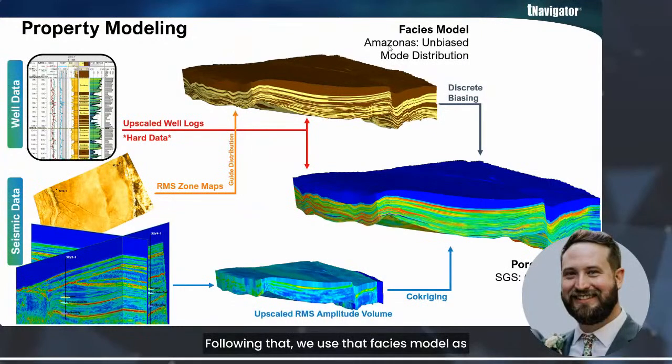Following that, we use that facies model as well as an upscaled RMS amplitude volume. So we've taken the actual seismic cube and upscaled it into the model. We're going to use both of these to guide the distribution of our porosity. So it's biased to sandstone and mudstone. Where we have sandstone, we would obviously expect the distribution of higher porosities. And where we have higher RMS amplitude values, we're again expecting higher porosity values. This was done using just stochastic Gaussian simulation, so a very classic geostatistical distribution.